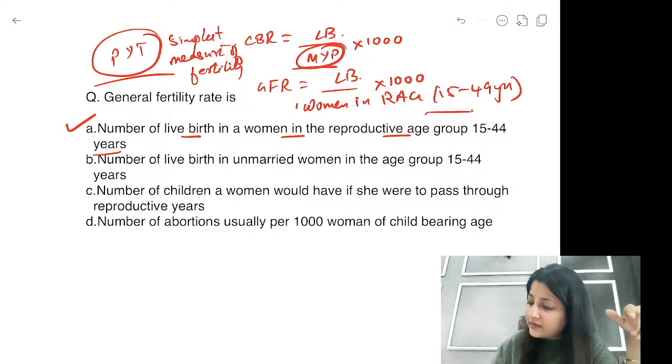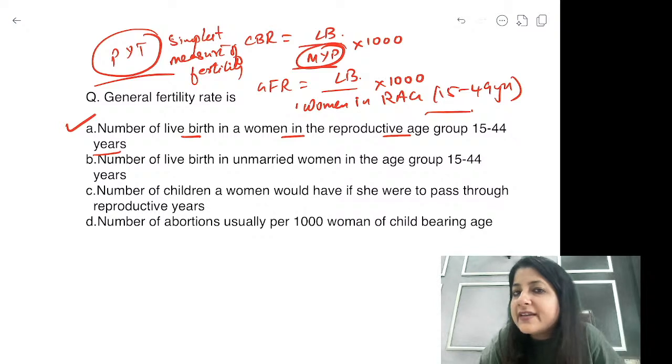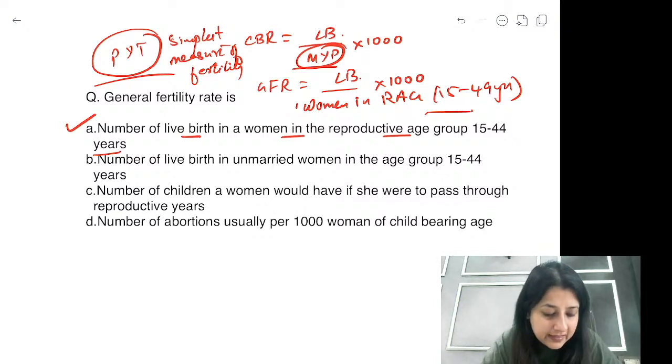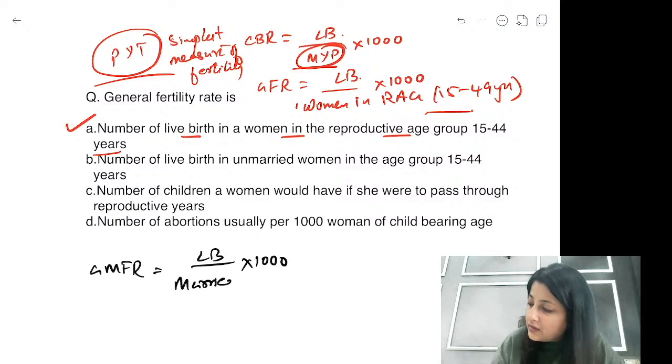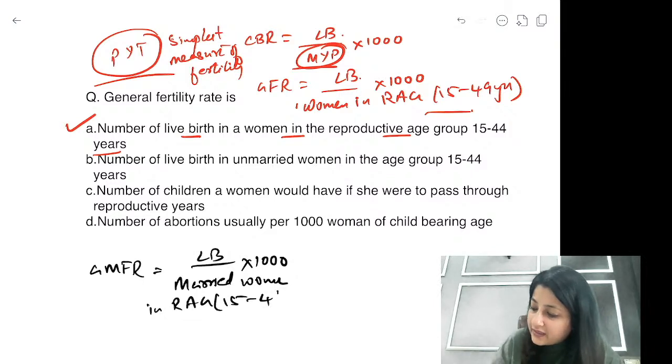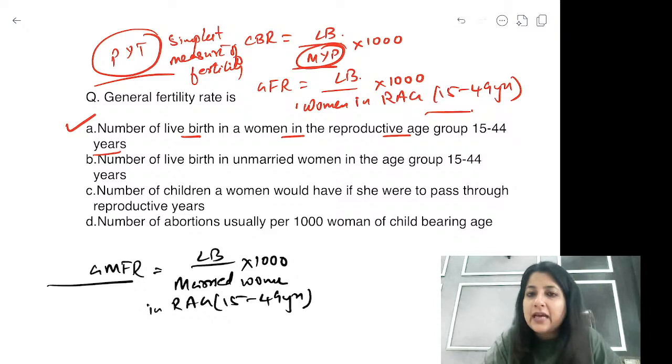Now even among women in the reproductive age group, between an 18-year-old unmarried girl and a 25-year-old married woman, who is more exposed to giving birth? Obviously the one who is married. So this is the general marital fertility rate: total number of live births per 1000 married women in the reproductive age group 15 to 49. Did you understand the three definitions, everybody? Okay, so that you should remember.